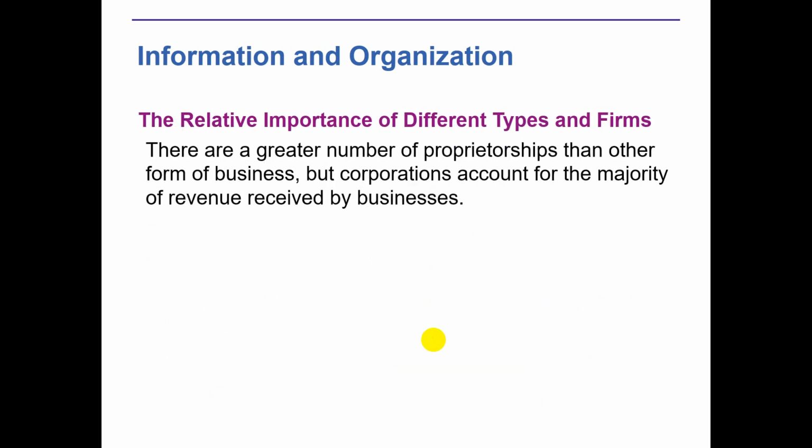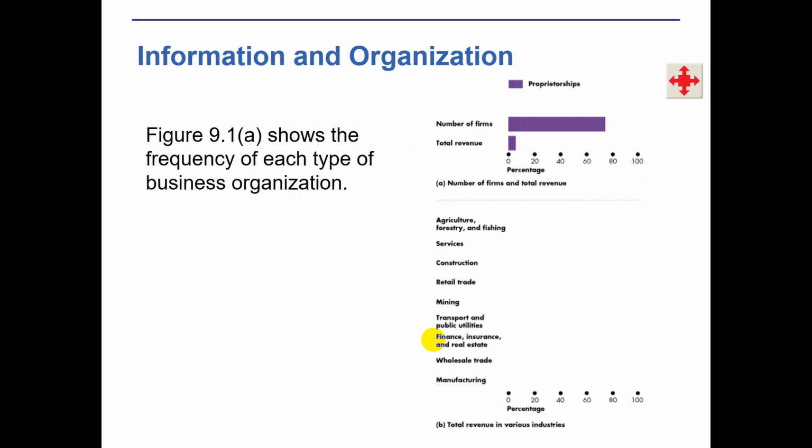What is the relative importance of different types of firms? There are a greater number of proprietorships than other forms of business, but corporations account for the majority of revenue received by businesses. So let's see in our data set. This shows the number of firms. The largest number of firms are proprietorships, and then partnerships, and then corporations.